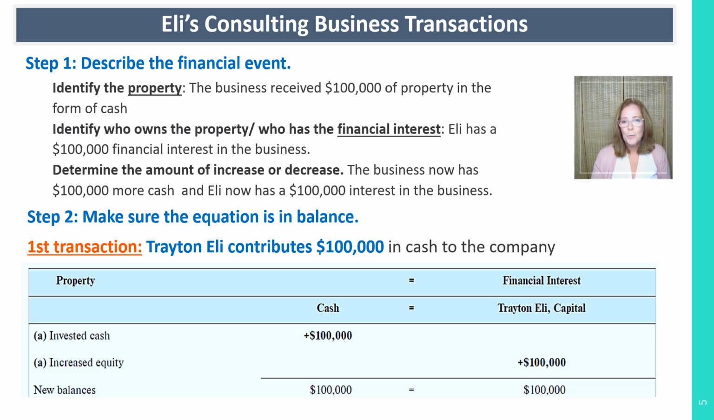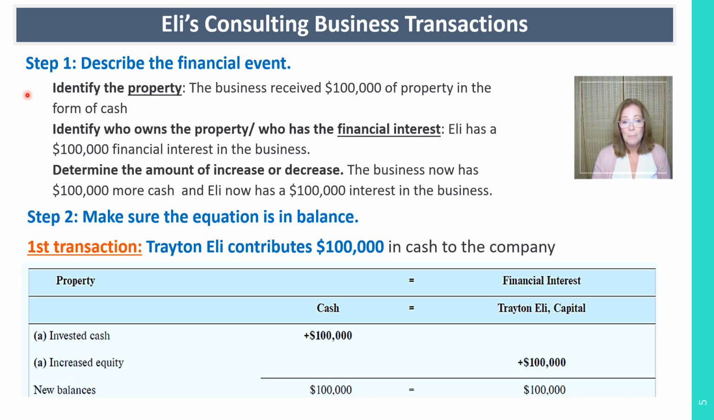There is an additional requirement, which is that you need supporting documentation, meaning proof for every transaction. But let's start with the basics. There are two major steps to analyze the business transactions. First, we describe the financial event by identifying the property that is impacted. In our case, the business received $100,000 in cash.